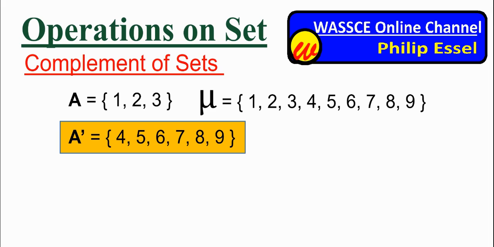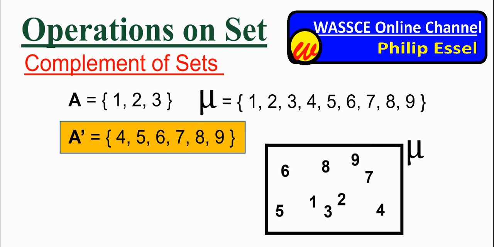Now, let's use a diagram to illustrate this concept of complement of sets. So first, we'll show our universal set with its members 1 to 9. We will then show our set A with its members 1, 2, and 3. As you can see from the diagram, set A is inside the universal set. So that tells us that sets are usually, in fact, all the time, subsets to their universal set.